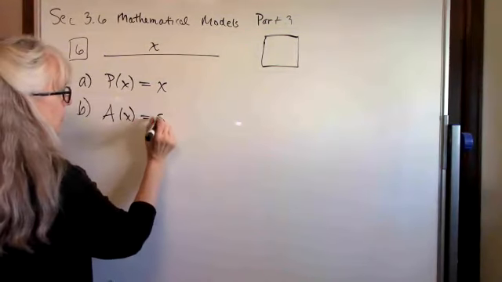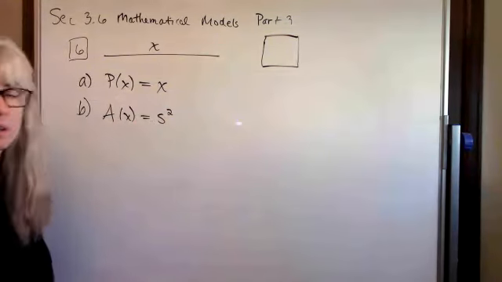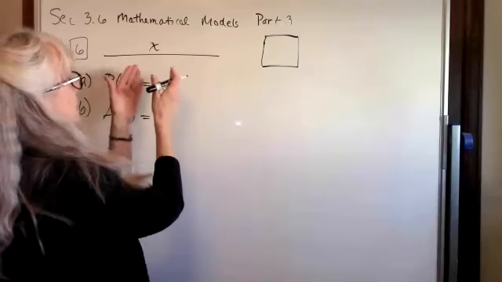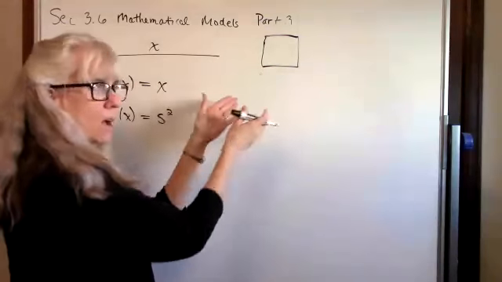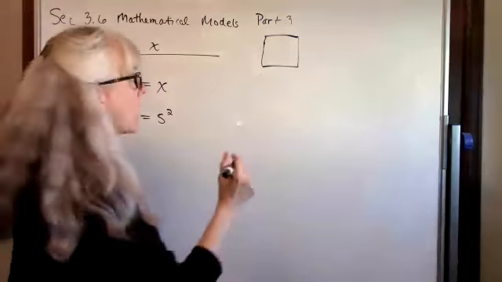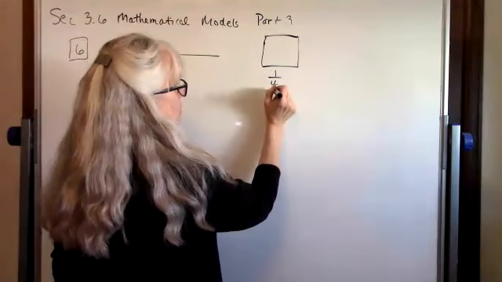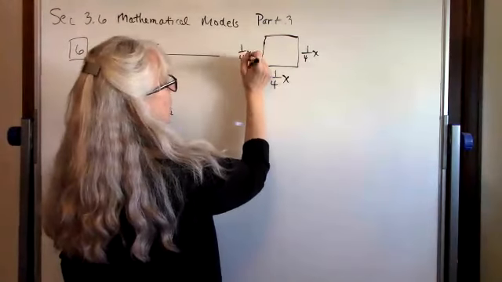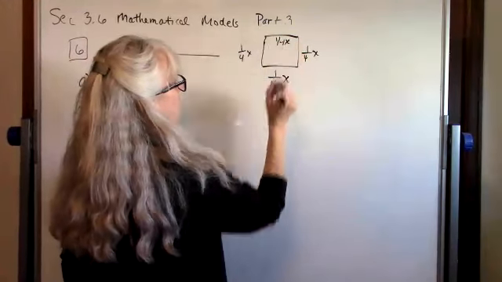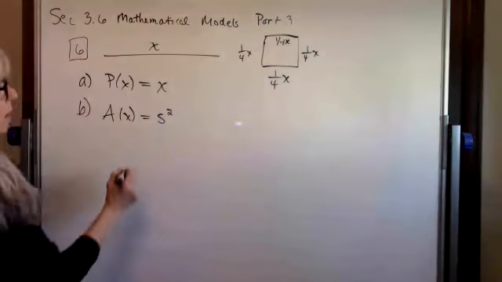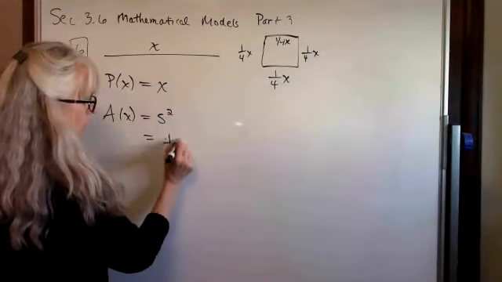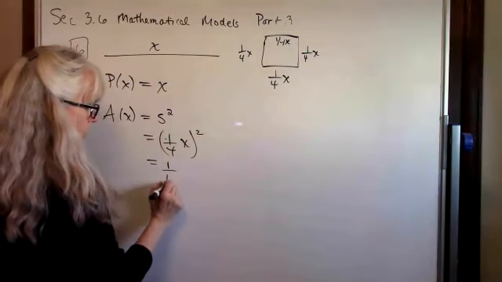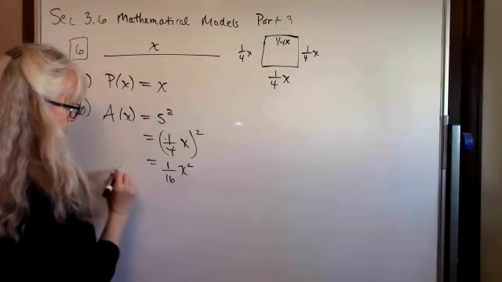Well, the formula for the area of the square is the side length squared. So we're going to have to backtrack and figure out what a side length is. Well, we had x. We're taking it and making 4 sides out of it. So each one of those sides is 1/4 x. This side is 1/4 of x, this side is 1/4 of x, etc. So that means that the area function is going to be 1/4 of x squared. So 1/4 squared is 1 over 16 x squared, and there's the area function.